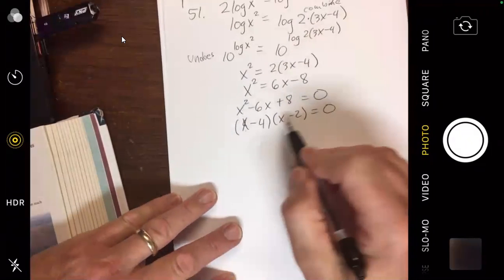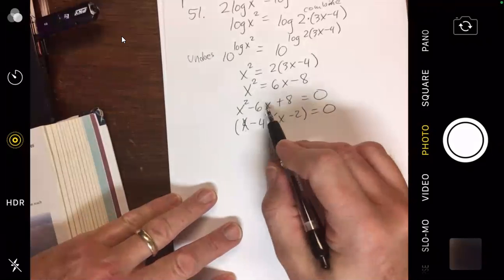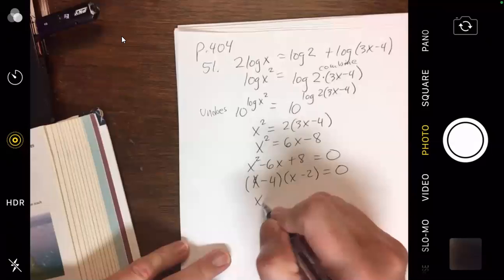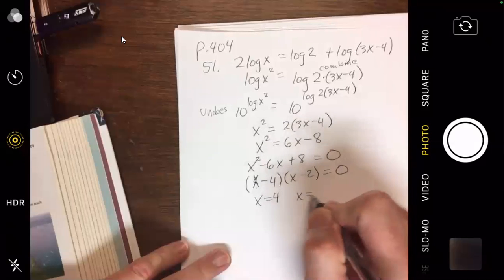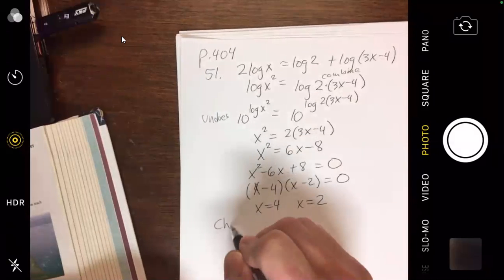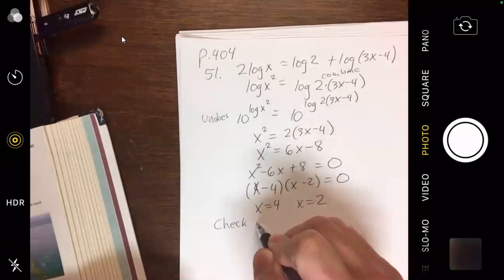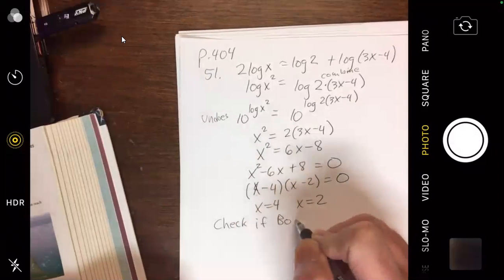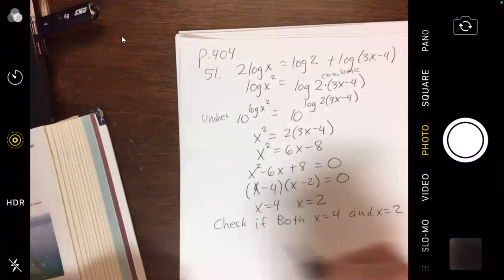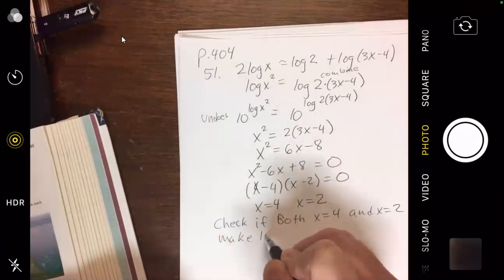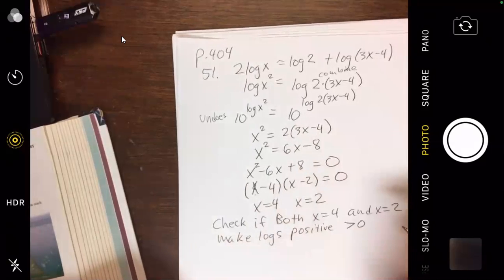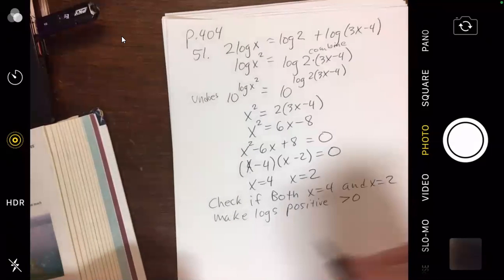X squared minus 2x minus 4x is your minus 6x, and -4 times -2 is your positive 8, giving us x equals 4 and x equals 2. And I'm just in my head checking if both x equals 4 and x equals 2 make the logs positive, strictly greater than 0. Can't even use 0. And I believe they do.